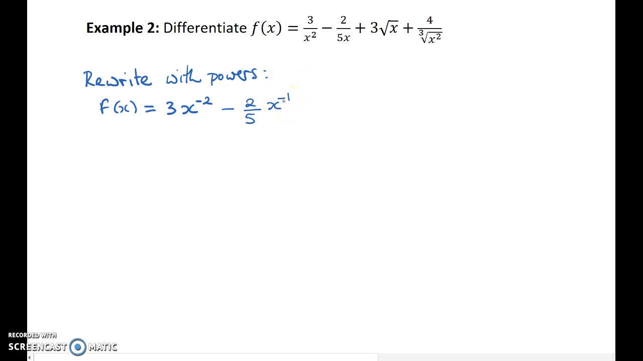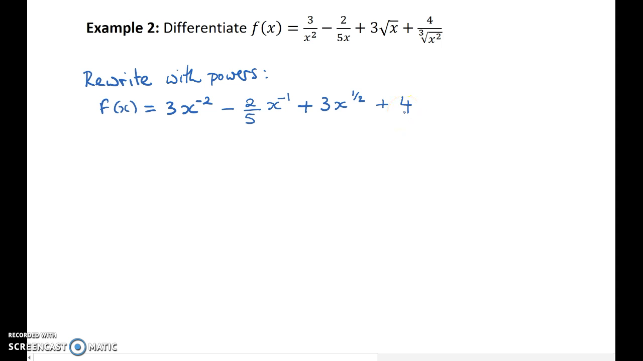Be very careful about that where you have fractions with a constant on the bottom as well as the x. So it becomes negative 2/5. Continue to leave that as a fraction, but pull the x up. Then plus 3 times the square root of x. Well, that's 3. The square root of x is x to the power of 1/2. And then this one is going to be plus 4.